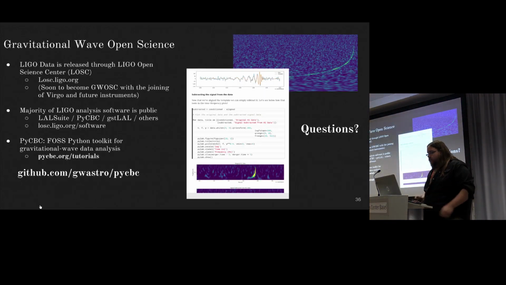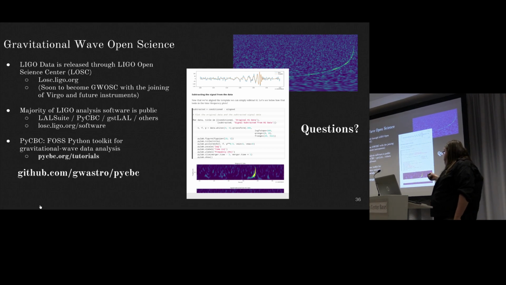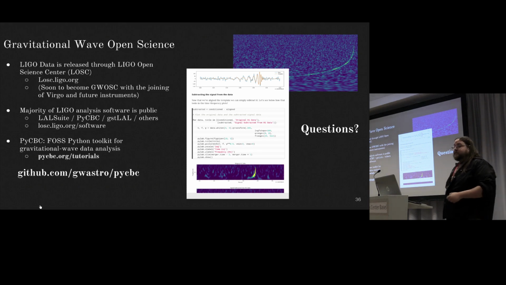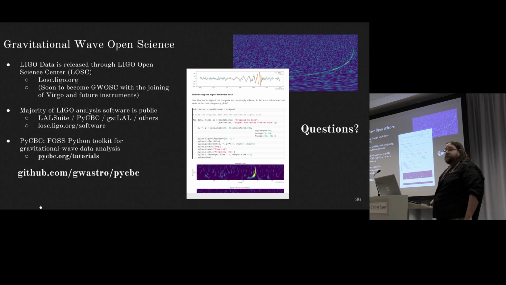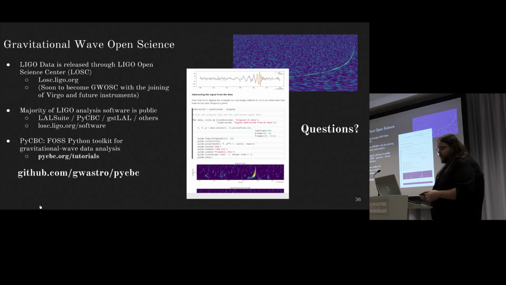I think I'm going to leave you with one last thought. I do want to highlight some of the open science that people are doing and some of the open software we have. The LIGO data itself is released through the Open Science Center at losc.ligo.org. It's soon to be renamed GWOSC, because Virgo is joining us and we'll also be releasing data, and of course there will be future detectors down the line. The majority of the LIGO analysis codes are, in fact, open sourced and available for people to use. You can get many of them at losc.ligo.org's software page. One of the ones I'm involved with is called PyCBC. You can get information here. We have tutorials, and of course, it's available on GitHub.